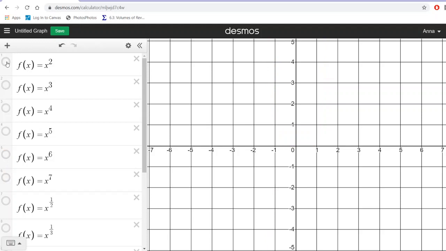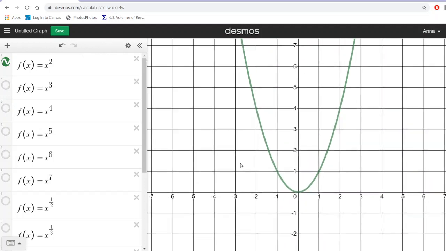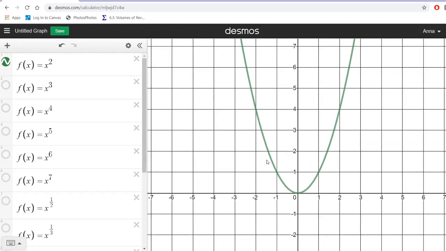I want you to think for a moment, what are some similarities or differences that you see in these graphs? Again, x squared, x cubed, x to the 4th. I'll pull them all up at once, even though it will look kind of crazy. What are some similarities and differences you're seeing in the shapes of these graphs? One thing you might have noticed is that whether the power is an even number or an odd number determines the general shape of the graph.